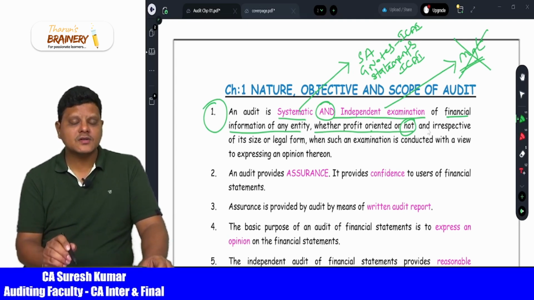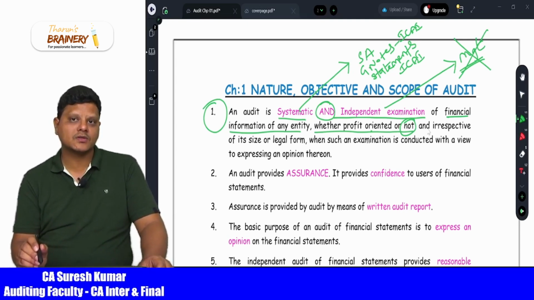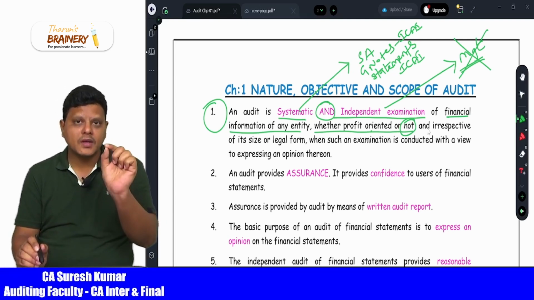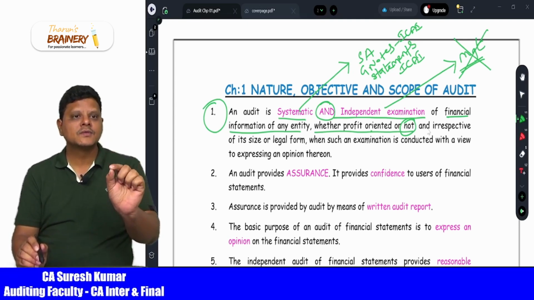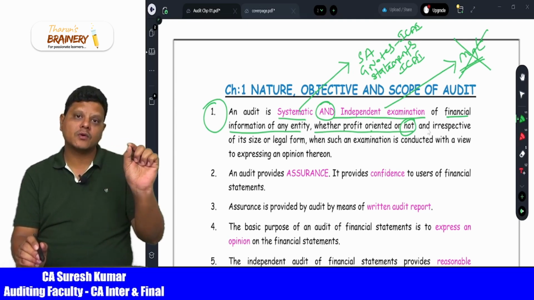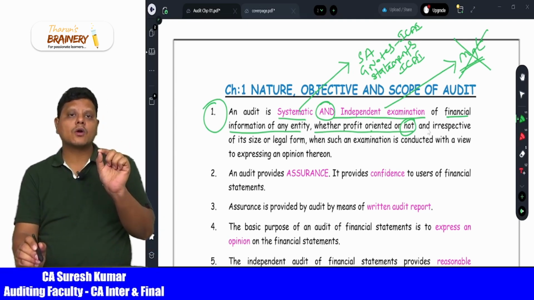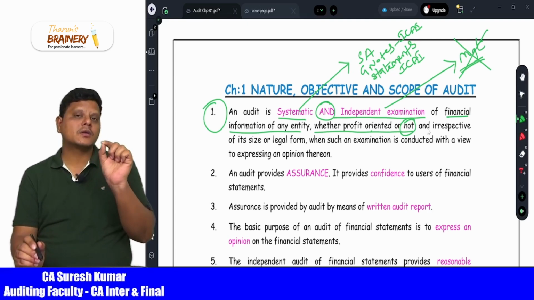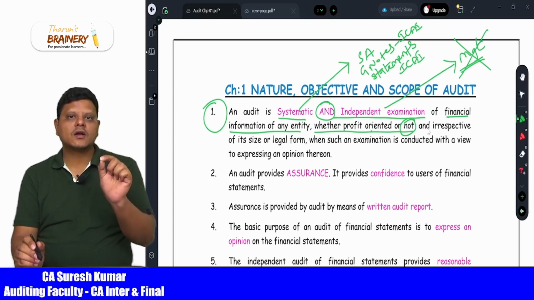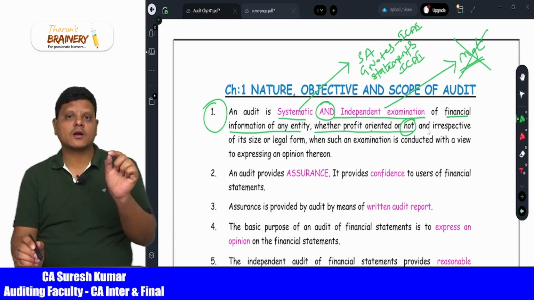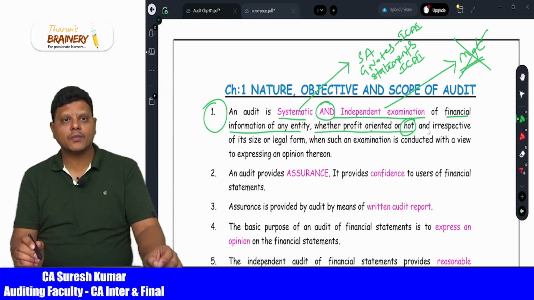The auditing definition says systematic and independent examination. So whenever you do the audit for either profit motive organizations or non-profit motive organizations, you have to apply the standards on auditing. An examination question may test this: standards on auditing are not mandatory for non-profit motive organizations. The answer is false. Even for non-profit organizations, standards on auditing are applicable.